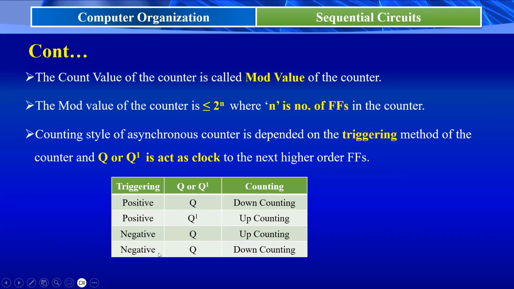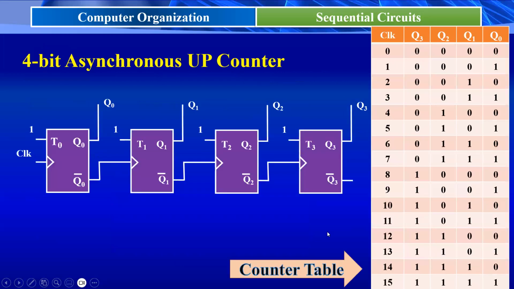The triggering notation is the same, again negative triggering. Instead of that, here we are connecting complements. Sorry, friends, here the complemented output, Q prime or Q bar, is connected as the clock pulse to the next stage, then it acts as a down counter. That means the counting style of the counter is down counting.